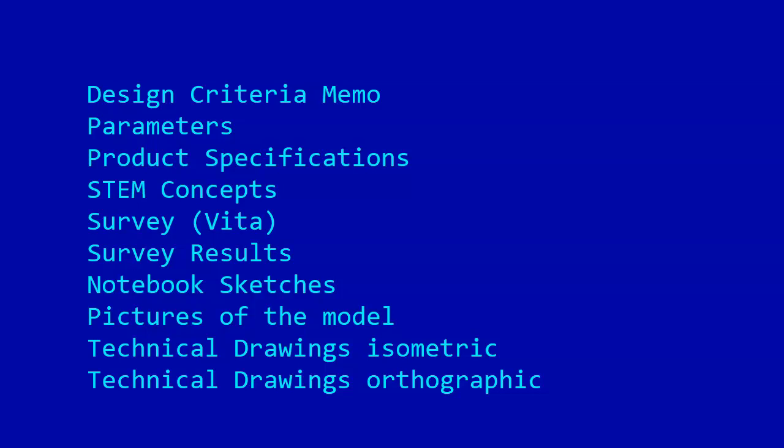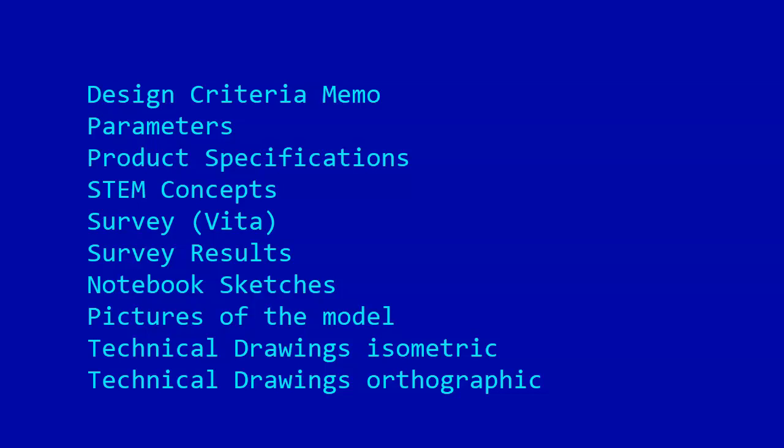I'm choosing about 10 components for each one of these videos. So this one is going to include the design criteria memo, parameters, product specifications, STEM concepts, your survey and survey results, your notebook sketches, pictures of the model, and then your technical drawings, both isometric and orthographics. All right, so the design criteria memo.